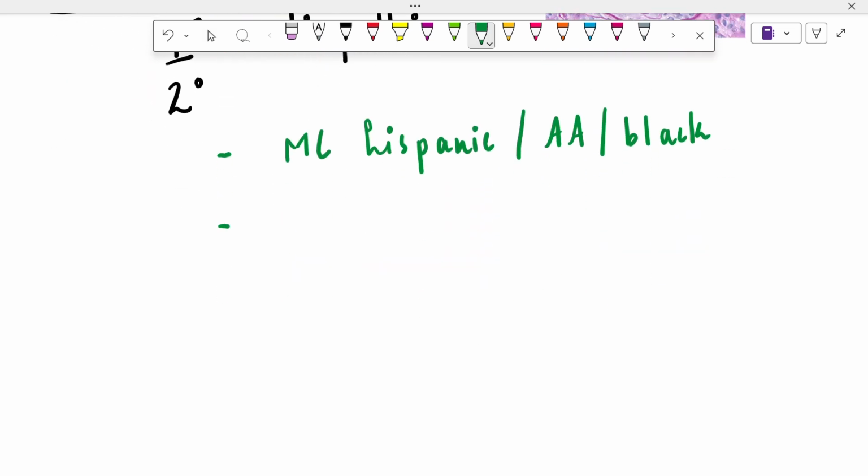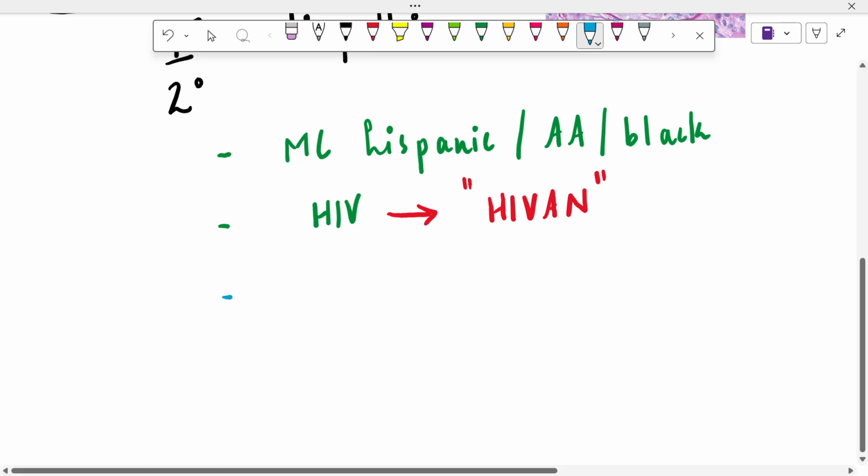The second important condition that can lead to FSGS is human immunodeficiency virus, that is HIV, and when this virus causes it, we term it as HIV associated nephrotic syndrome. So the whole term means human immunodeficiency virus associated nephrotic syndrome or nephropathy. Done. The next virus is hepatitis B virus.